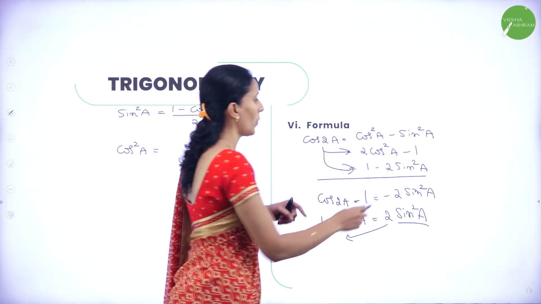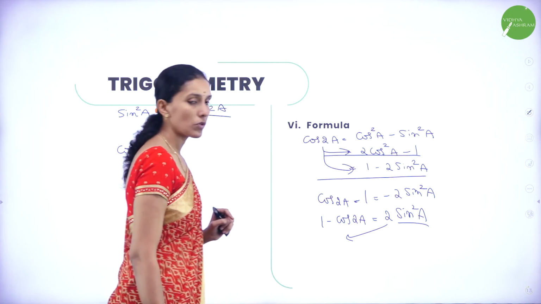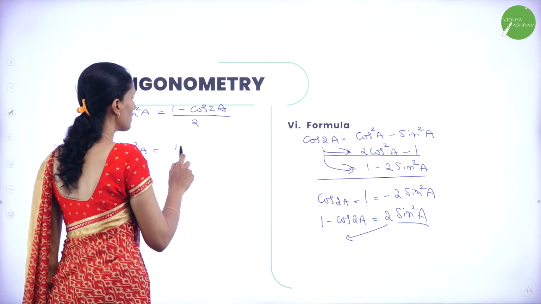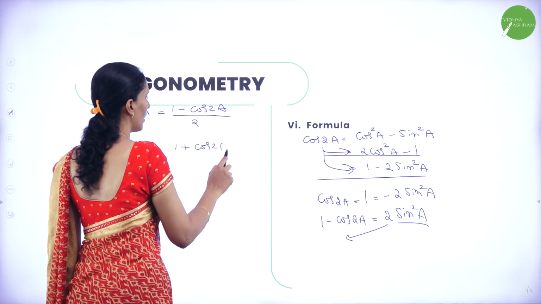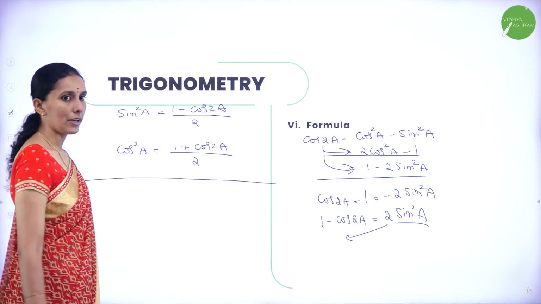Similarly, for cos square A, take this function. 2 cos square A minus 1 is cos 2A. So shift 1, it becomes 1 plus cos 2A divided by 2. So this is for the angles related to 2A.